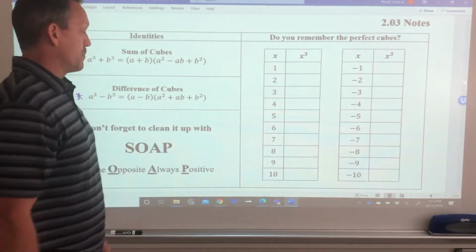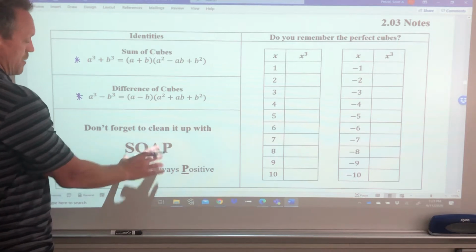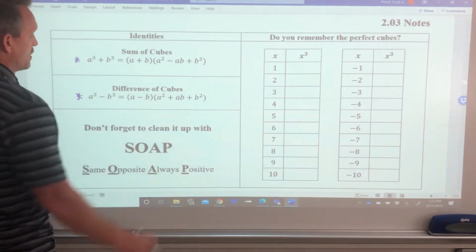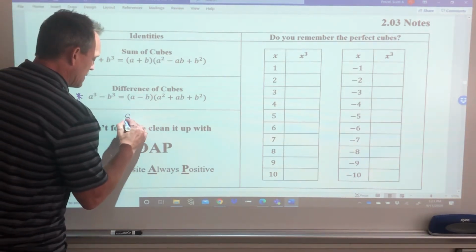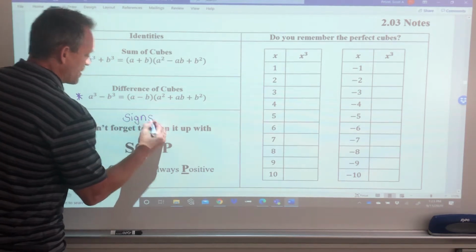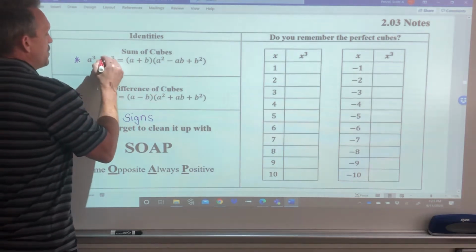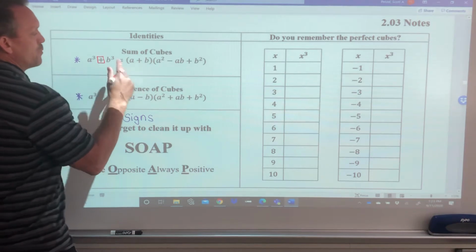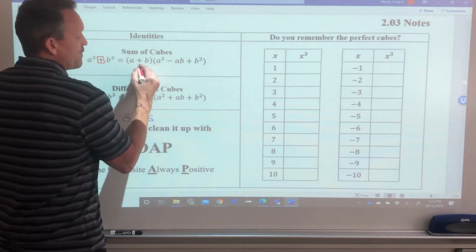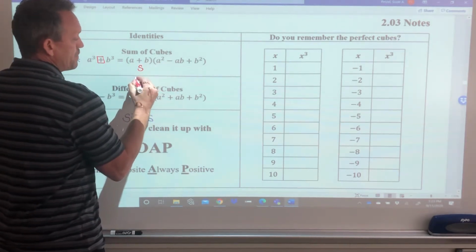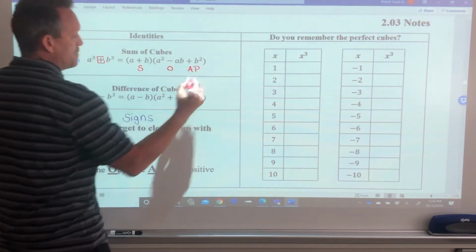And quite possibly we could end up solving them down the road, and we'll talk about that a little bit more, okay? One thing you got to know, our acronym is SOAP: same, opposite, always positive. What that basically stands for are the signs. So SOAP stands for the signs. What I mean by that is that we have the signs of our original problem. So this sign is positive. That means when we put out our factors of this original expression, the first sign will be the same, the next sign will be opposite, and then the last sign will always be positive.